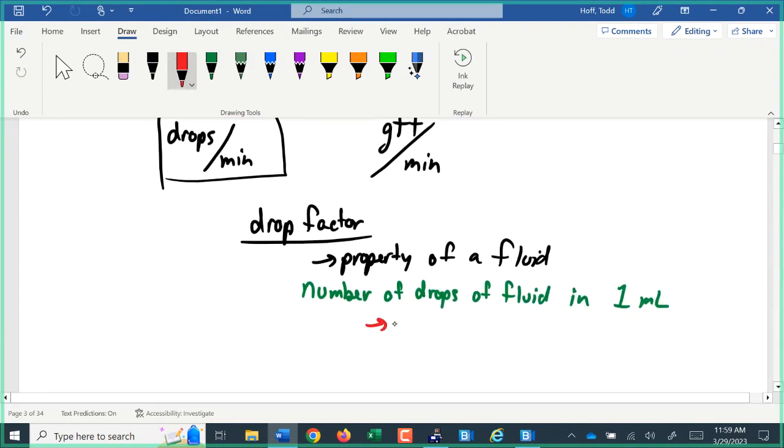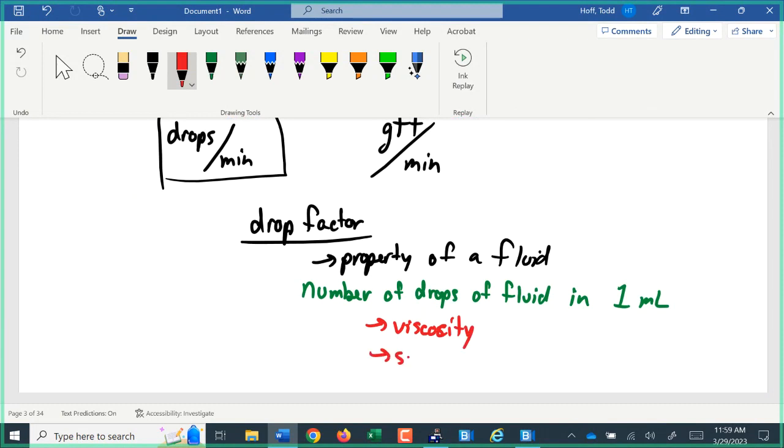Again, this depends on viscosity. In other words, how thick is that fluid? And it depends on surface cohesion or surface tension, it's sometimes called. In other words, factors that determine how big the drop is. High viscosity, high surface cohesion make for large drops. So that would be a lower drop factor because it takes fewer of those drops to get 1 milliliter of fluid. Thinner liquids, low surface cohesion, have really small drops, so it'd be a high number.